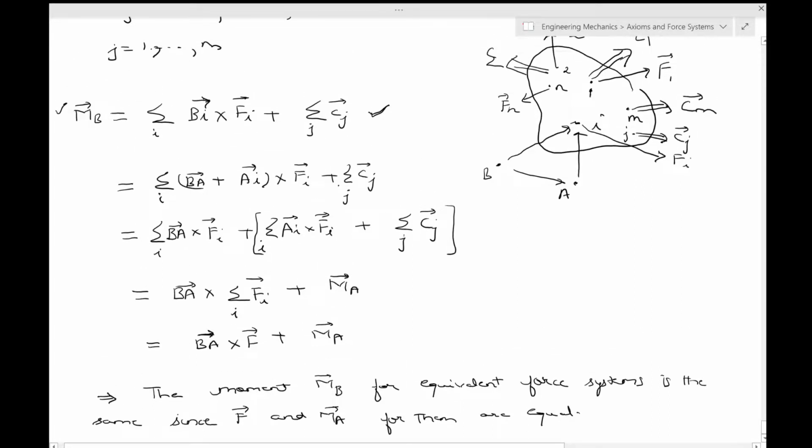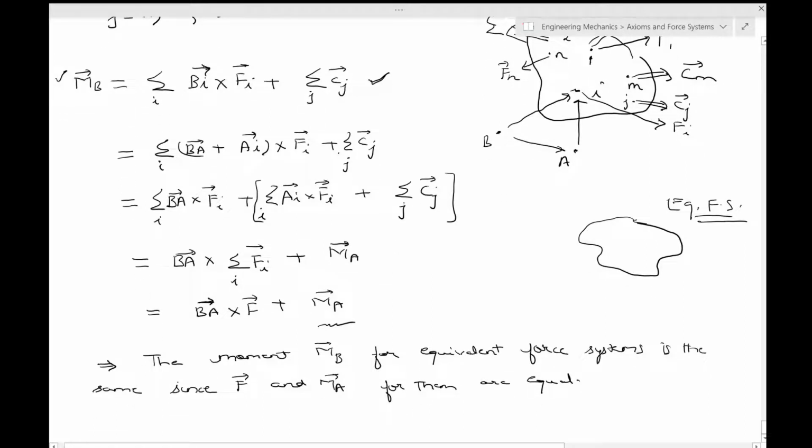So this is the given force system. Now if I draw an equivalent force system, I can have any combinations of Fi's and Cj's, and they will be considered an equivalent force system if the total force is the same, and this MA is the same. So F and MA for them are equal.